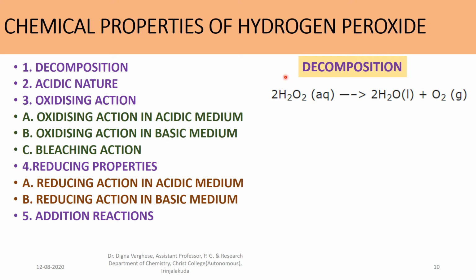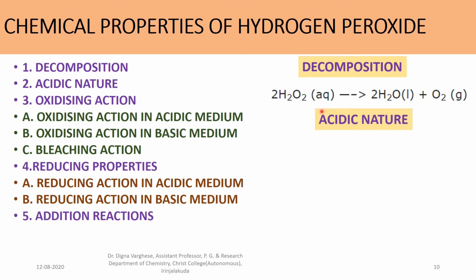This decomposition reaction can be accelerated by several chemicals like alkali or finely divided metals such as iron, copper, cobalt, gold, silver, platinum, etc. Metal ions like ferrous, metal oxides like manganese dioxide. Even dust or light can accelerate this decomposition reaction.